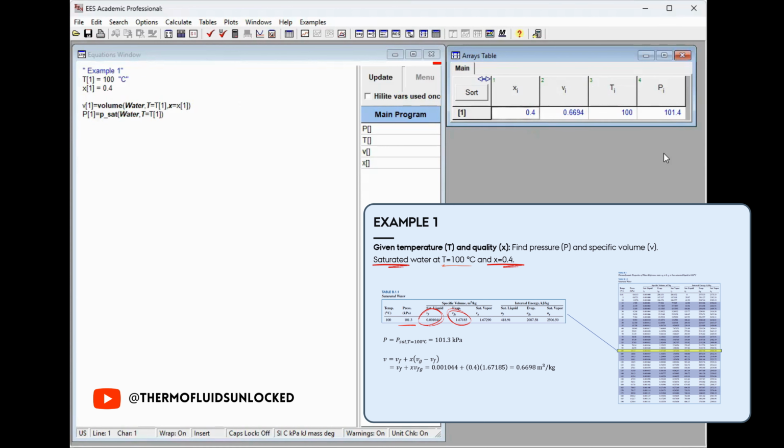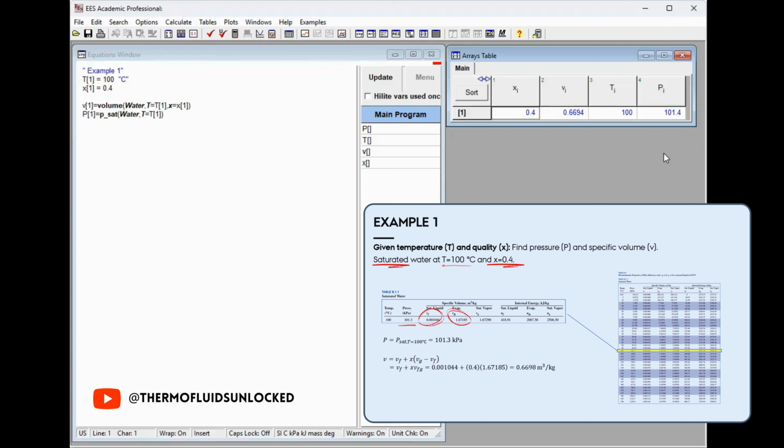Now, let's take a look at how we can handle this problem with thermodynamic tables. When we have the temperature and quality, we know that it's saturated state, so we go to the saturated water table. We choose the right row. It corresponds to a temperature of 100 degrees Celsius. And obviously the pressure is equal to Psat at T equal to 100 degrees Celsius, which is 101.3 kilopascal. This is a minor difference with what EES provided for us.